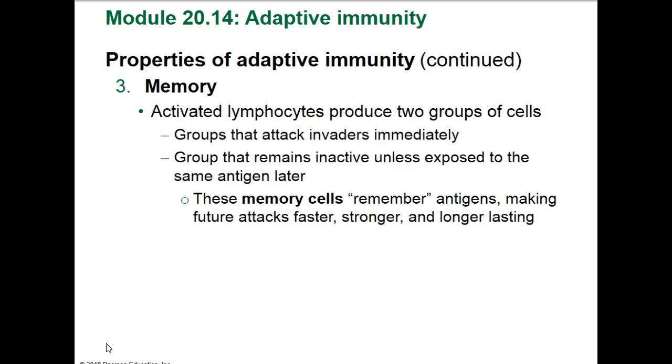Okay, another property of adaptive immunity, memory, which I have alluded to. The activated lymphocytes produce two groups of cells: the group that attacks invaders immediately, and then one group that remains inactive unless they're exposed at another incident later on. These are memory cells. They remember the antigen. They are able to come about in future attacks and react very fast, very strong. That's the immunity we talk about when we talk about being immune to something. It doesn't mean that organism doesn't infect you. It means when it does infect you, you react so quickly you never knew you had it.